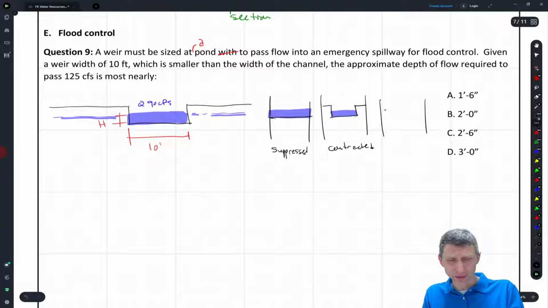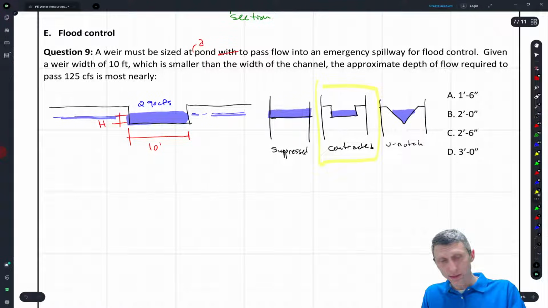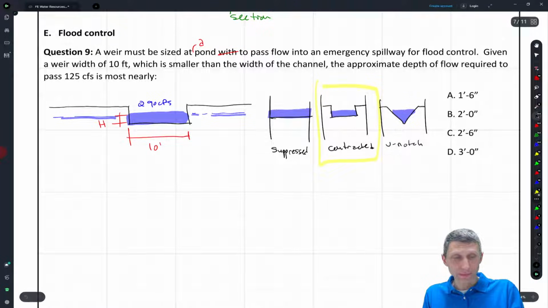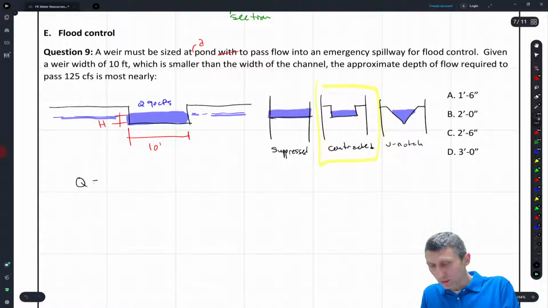The last one, which I'll just show for completeness, is a V-notch weir, and those are useful because as the flow gets higher, you can pass more flow, and less flow as the flow is lower. The equations for each of those are in the manual. But the equation we're going to use here is the contracted one, because our pond is typically going to be bigger than the little spillway that we're going to pass this flow on. If we look at that equation, Q equals C times (L minus 0.2H) times H to the 3/2.